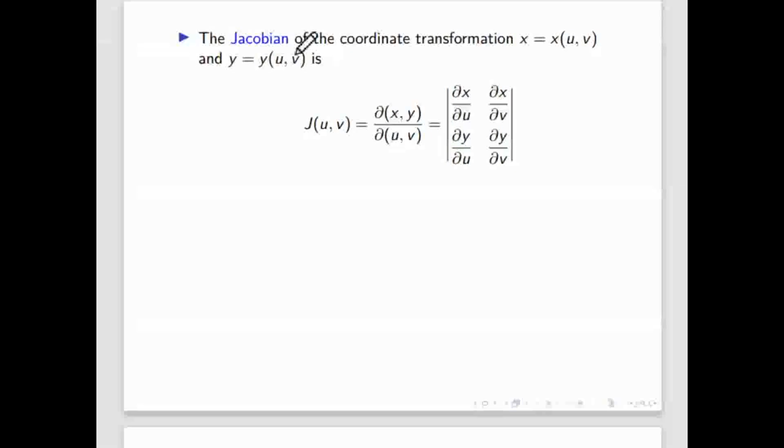This is del x by del u. So first we will differentiate this x with respect to u and v in the first row, and this y in the second row. So whatever this determinant comes to, that is called the Jacobian. Where it is useful, we'll see later. But for the time being, this is the definition.